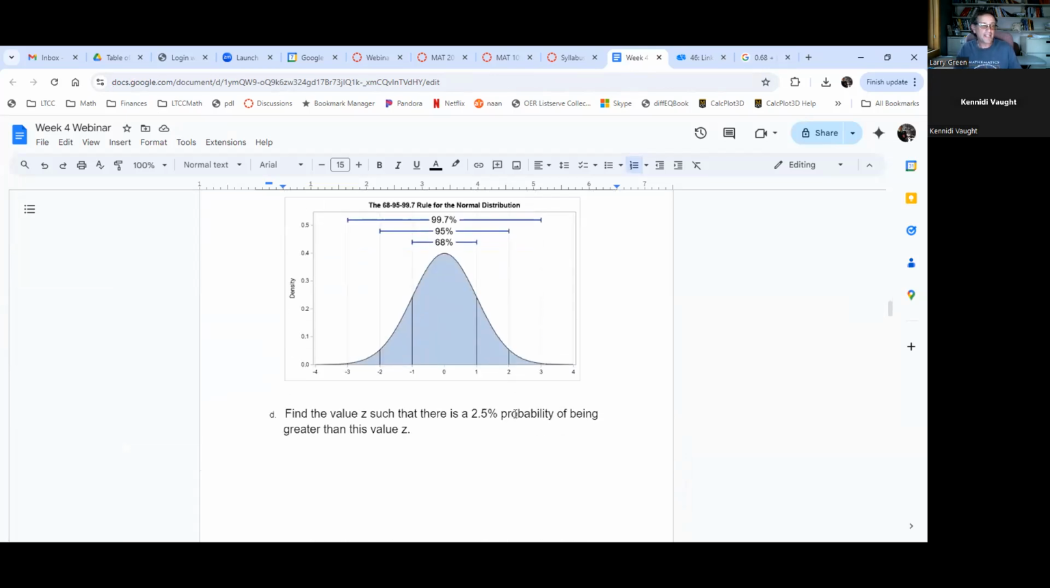Okay, so here's a picture again. Now let's do a different one. Find the value of z such that there is a 2.5% probability of being greater than this value of z. One thing that you might want to think about, let's say you just met someone and you look at their height and there's a 2.5% probability of being taller than them. Are they tall or are they short?